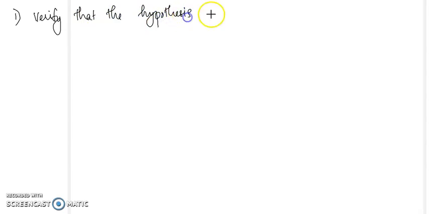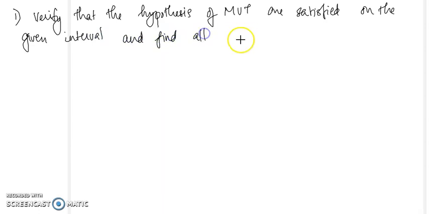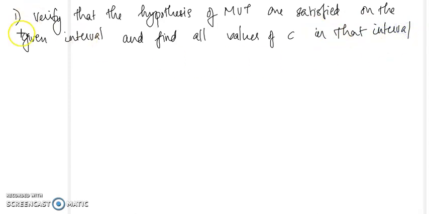So the first question is: verify that the hypotheses of the mean value theorem are satisfied on the given interval, and find all values of c in that interval that satisfy the conclusion of the theorem.